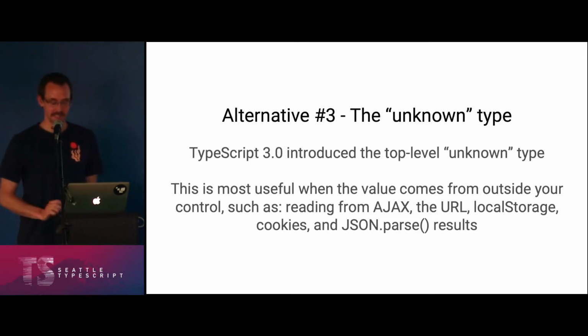Alternative number 3 to any is the new unknown type. As of TypeScript 3.0, there's this new top-level unknown, and it's the most useful when your value comes from outside your control, like when you're reading from AJAX responses from API requests, the URL, local storage, cookies, JSON.parse results. Like you truly don't know for sure what the type of that value is at that point.